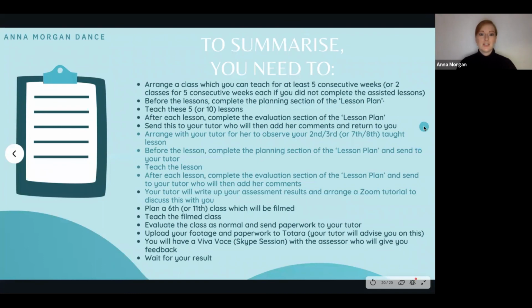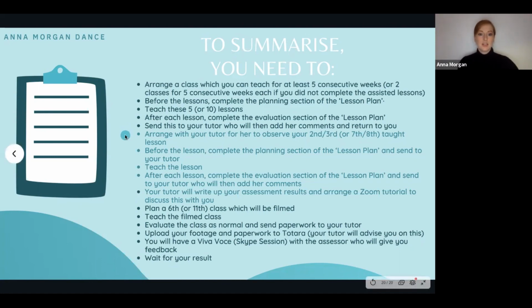Okay, so last thing, to summarise, we've got 3 different sections here. First section, we need to arrange a class that you can teach for 5 consecutive weeks, or 2 classes for 5 consecutive weeks if you didn't do the assisting. Before the lessons, complete the planning section of the lesson plan, teach the lesson. After each lesson, complete the evaluation section of the plan, send this to your tutor, who will then add their comments and return to you.